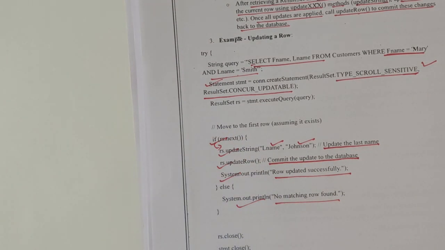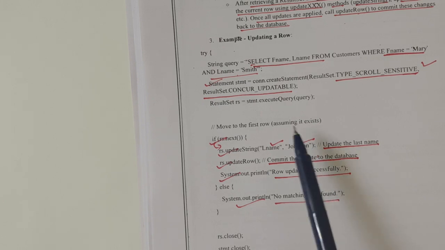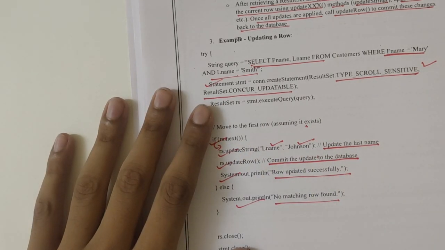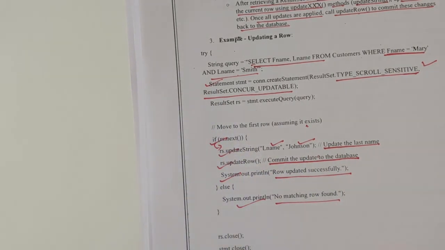So what happens is basically here we have just taken the last name, and we move to the first row, assuming it exists, then we are just changing the last name to Johnson. Okay, now just close all the connections.